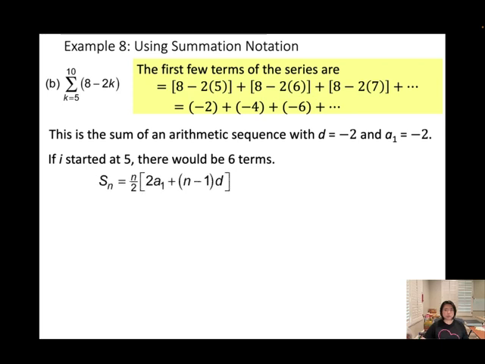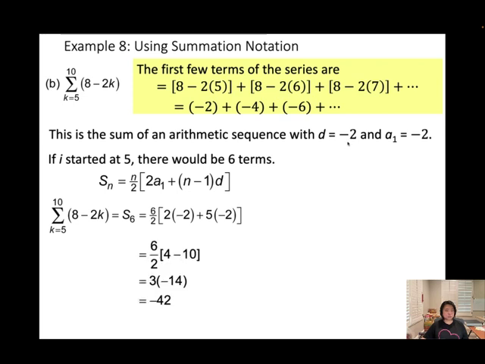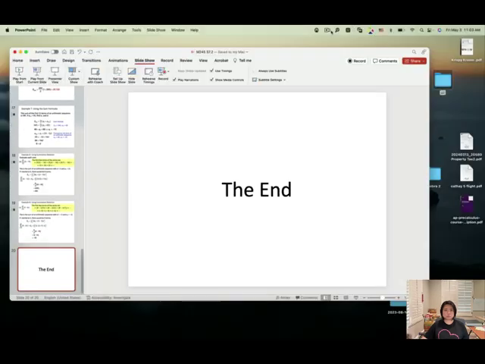So use the partial sum formula. S of 6, A1 will be -2. D is also -2. Plug it in. So you should get -42. That's it.